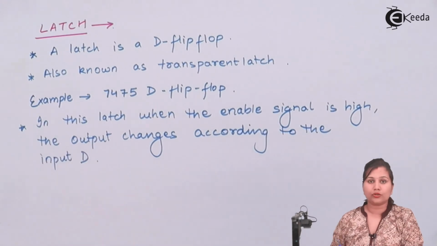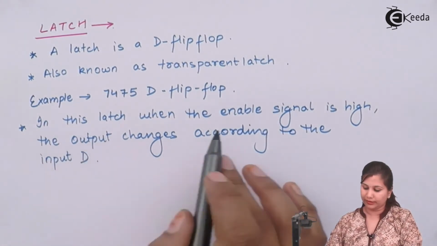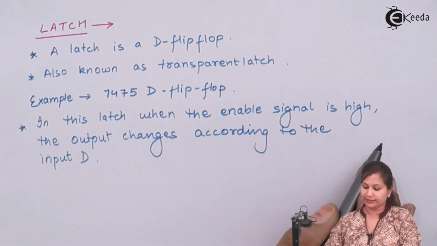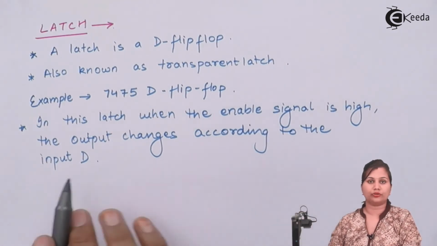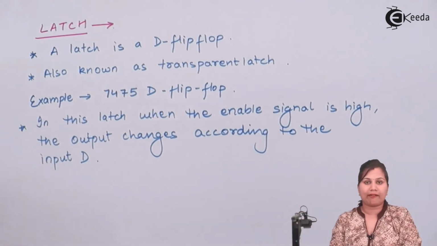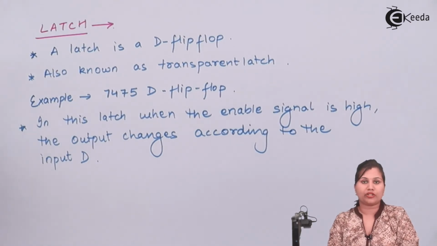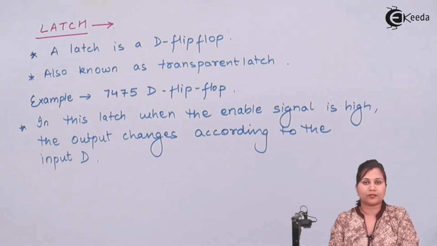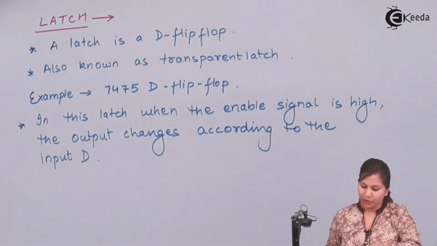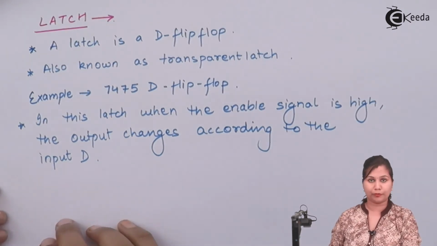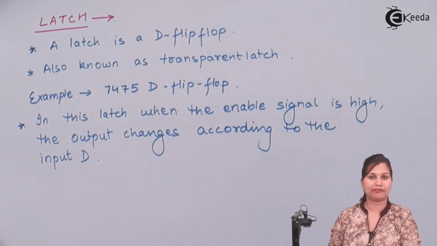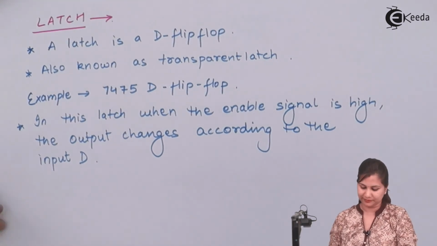So in this latch, when the enable signal is high, then the output changes according to the input. That is, it has an active high enable line, and when this enable line is high, it means the device is activated, and the output will change according to the input. Whatever the input is, the output will be the same. So let's see the output of this 7475 D flip-flop.